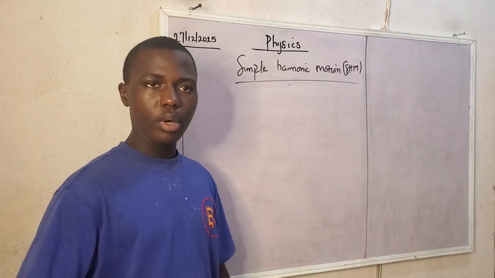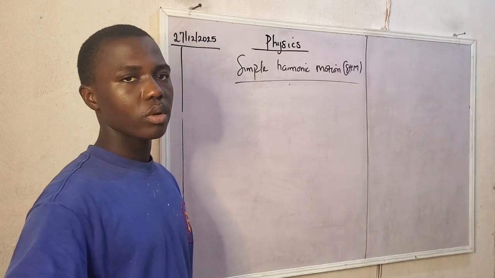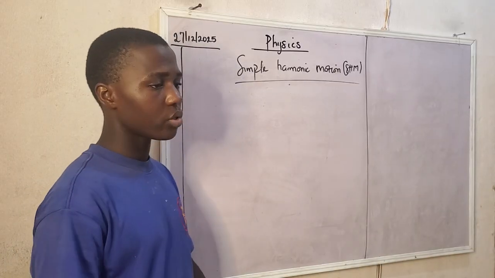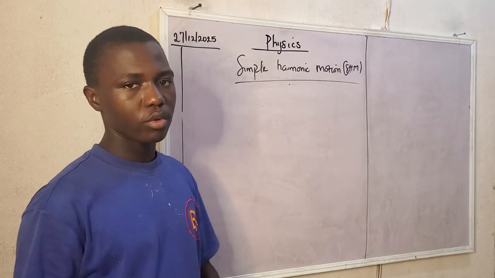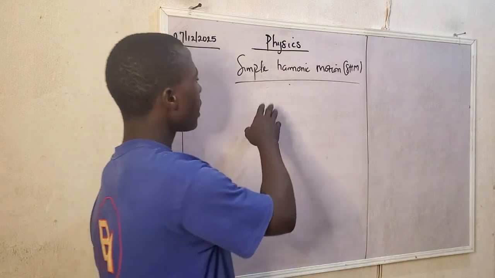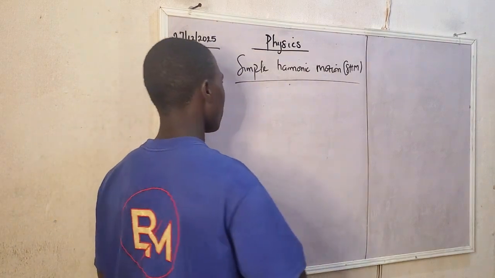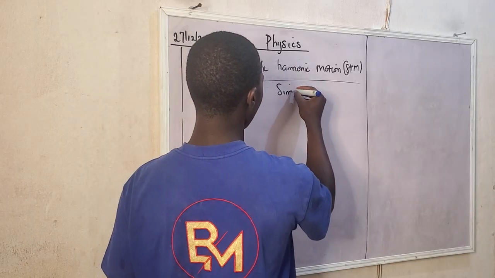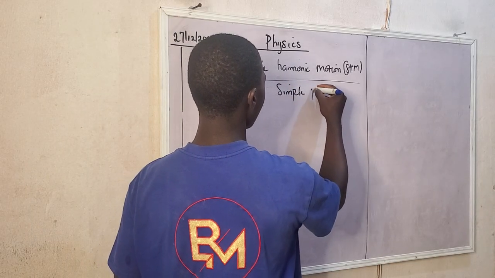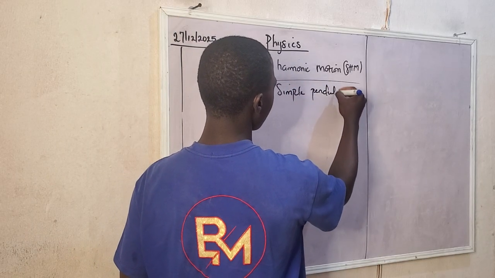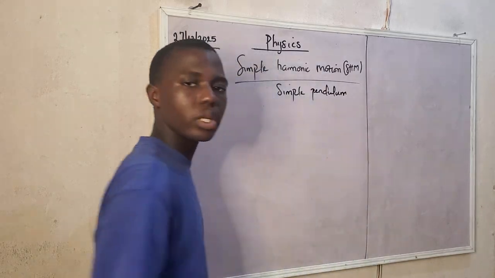One good example of simple harmonic motion is the simple pendulum. I'm going to explain just two here, and then move on to the proofs. So the first one we are going to have is our simple pendulum. This is an example of simple harmonic motion.